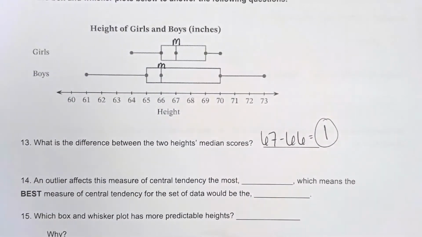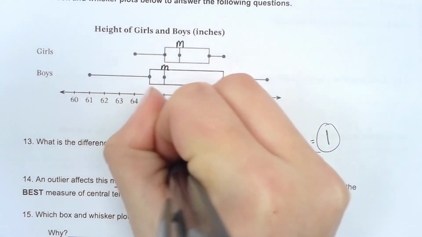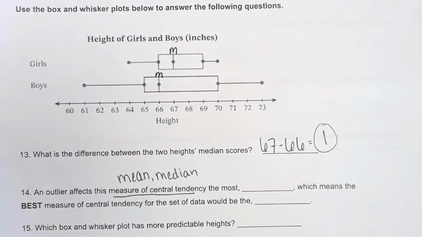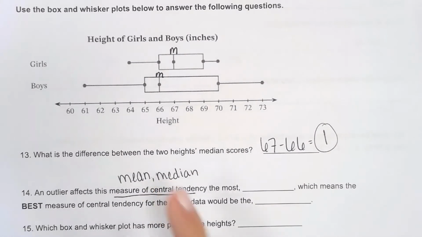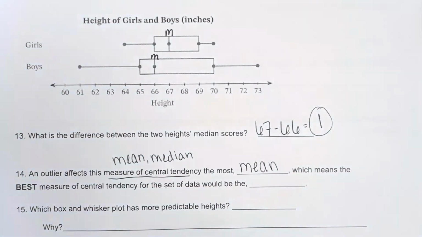Number 14, an outlier affects this measure of central tendency the most. So remember, your measures of central tendency are just mean and median. So when you have an outlier, so let's say I have some test scores. I have a couple hundreds, I have some 90s, I have some 80s, but let's say one student got a 20. So that student would be my outlier. And since they scored so low, what would that do to the mean or the median? Which one should it affect the most? Well, it's going to affect the mean the most because it's going to bring down the average by a lot.